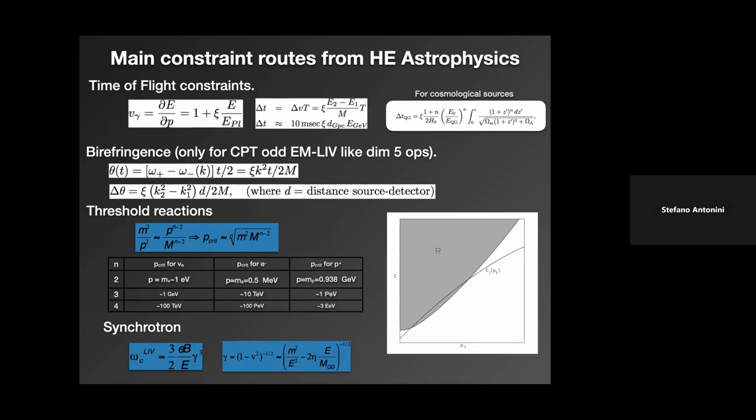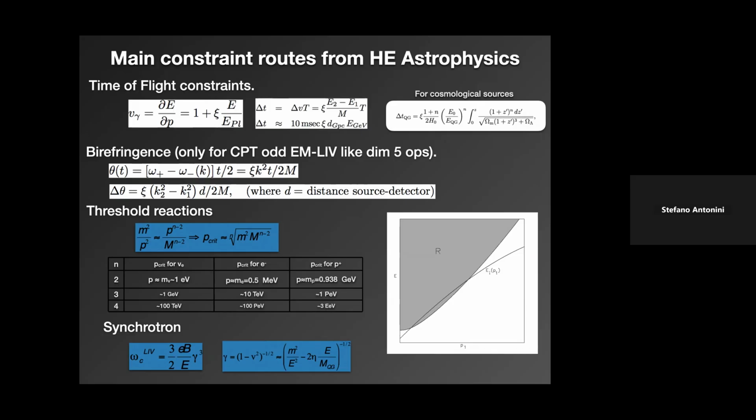And then there is the synchrotron. This is one of the main results that we had when we were together here at Maryland, because we realized that, for example, if the coefficient of the Lorentz violation in the electron is negative, then basically your gamma factor is up and down.